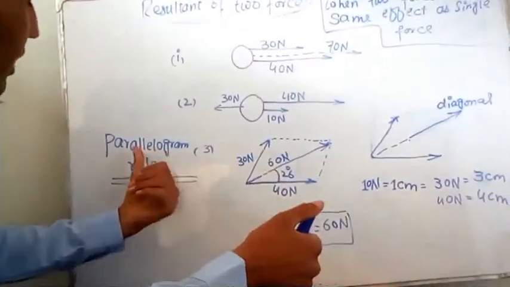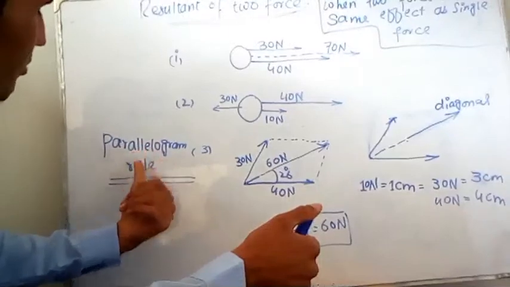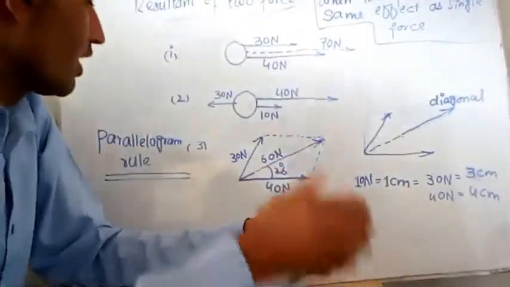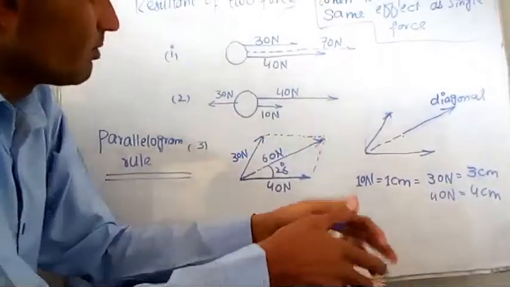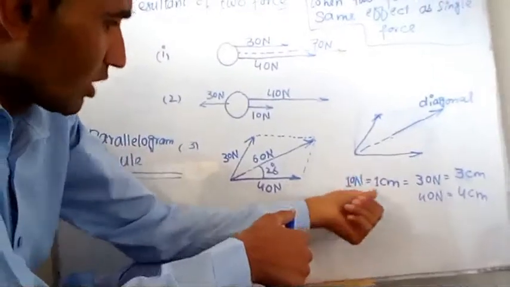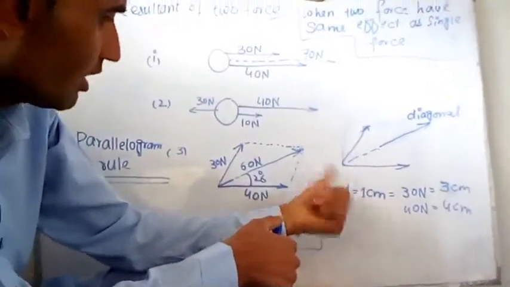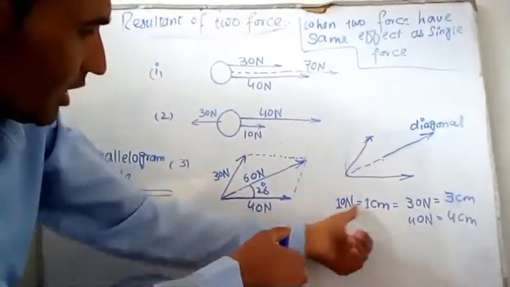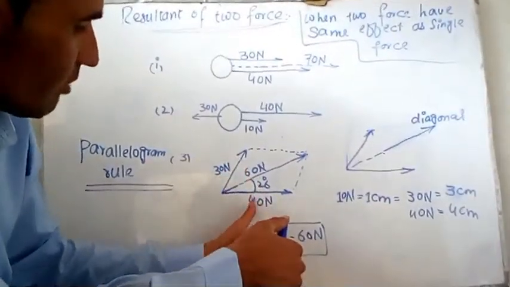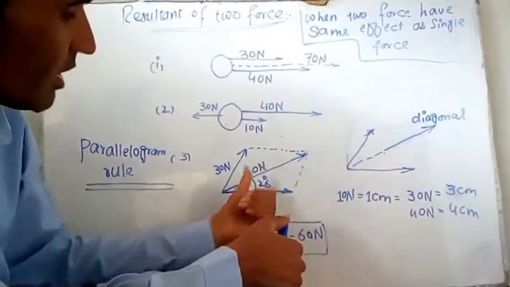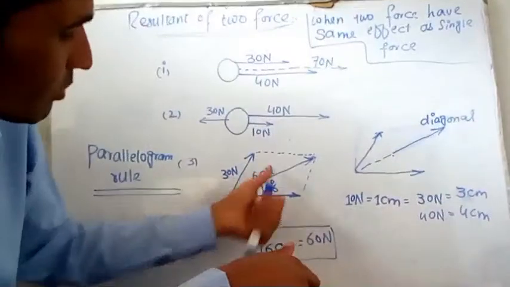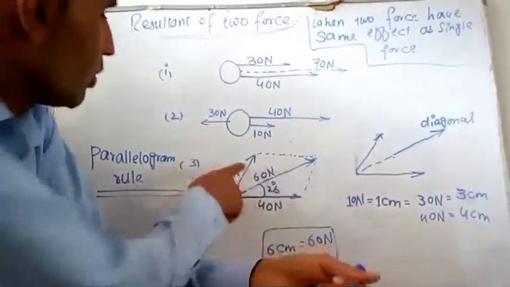And the third method, the parallelogram rule, can also be used for finding the resultant of two forces, and by this method we can find the resultant using a suitable scale. First we will choose a suitable scale. For example, if 1 centimeter represents 10 Newton, then a 3 centimeter line will represent 30 Newton and 4 centimeter will represent 40 Newton. The diagonal will be 6 centimeter, which will represent 60 Newton force, and this 60 Newton force will be the resultant of both forces.